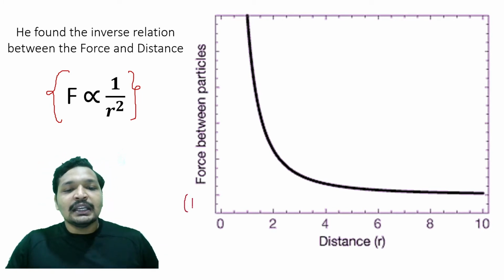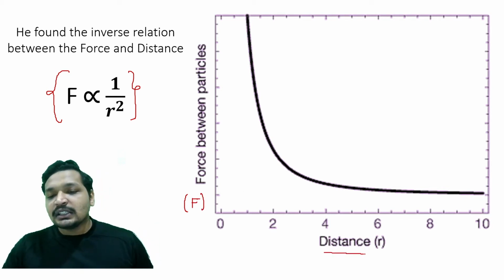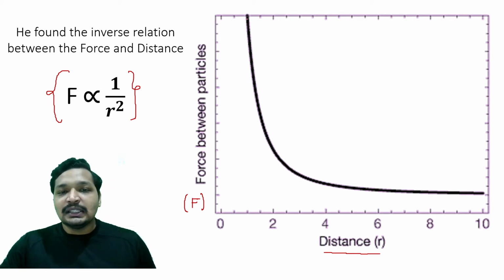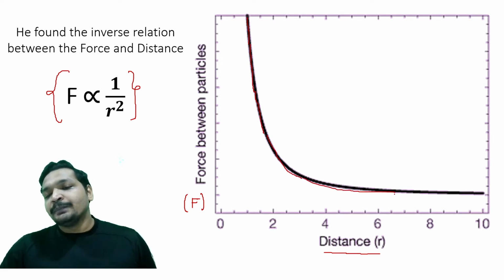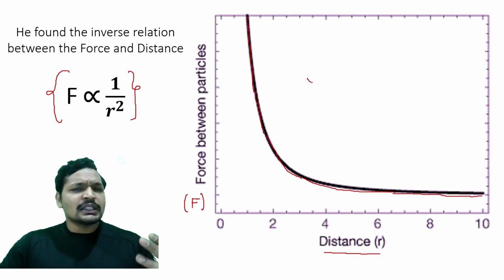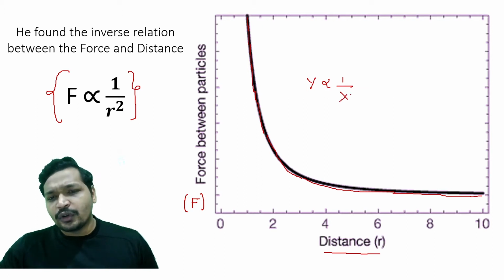And let's say the force is plotted on the y-axis and the distance between the charges is plotted on the x-axis. Then in that case, what does this graph exactly indicate? This graph indicates y is inversely proportional to 1 by x square. This is a kind of graph that you must have come across earlier. If not, this is how y inversely proportional to 1 by x square would look.